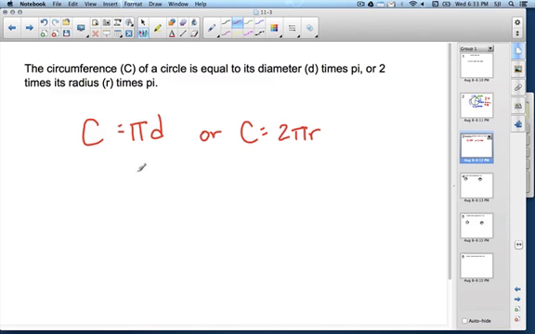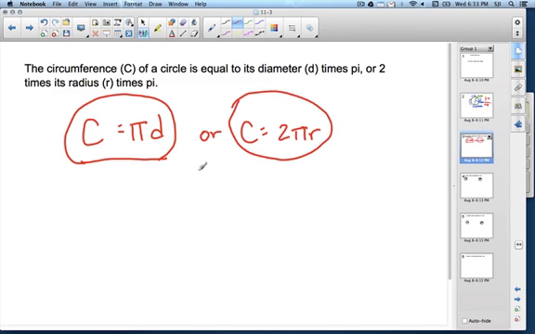So whenever you're given a problem where you have to find the circumference of a circle, you need to choose which one of these formulas you're going to use. If you're given diameter, you're going to use this formula over here. And if you're given a radius, you're going to use this formula over here. Both of them will get you the right answer, but usually use this one when you have diameter and use this one over here when you have radius.